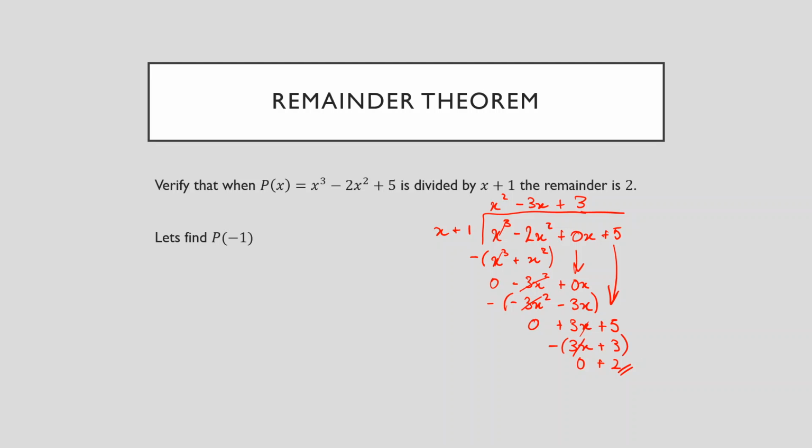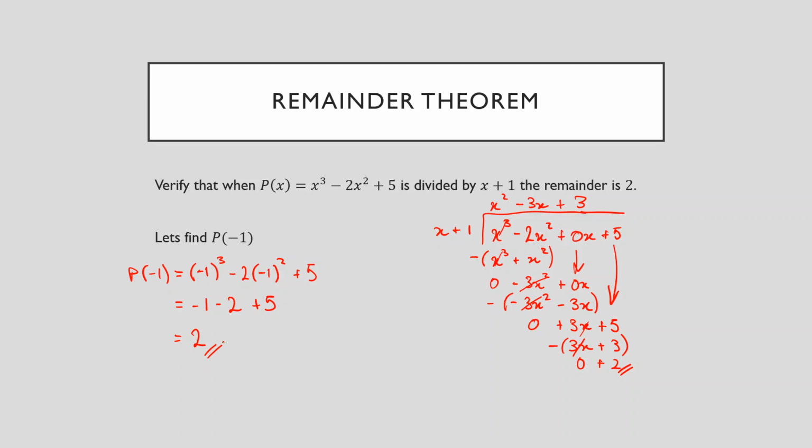Let's also, for no reason at all in particular, substitute x equals negative 1 into our polynomial. So do p of negative 1. What do we get? P of negative 1 equals, okay, so replace all the x's with negative 1, so we get negative 1 cubed minus 2 times negative 1 squared plus 5. Okay, negative 1 cubed is negative 1. Negative 1 squared is 1 times negative 2 is negative 2, and plus 5. So we got negative 1 minus 2, which is negative 3. Negative 3 plus 5 is 2.